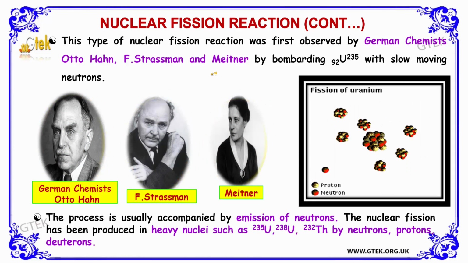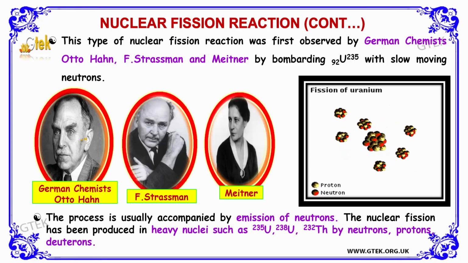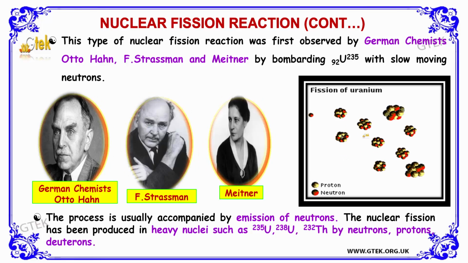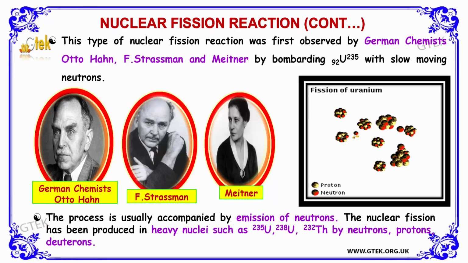This type of nuclear fission reaction was first observed by German chemist Otto Hahn, Strassmann and Meitner by bombarding the uranium-235 with the slow-moving neutrons. The process is usually accompanied by the emission of neutron. The nuclear fission has been produced in heavy nuclei such as uranium-235, 238 and thorium-232 by neutrons, protons and deuterons.